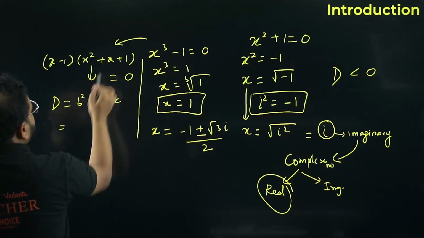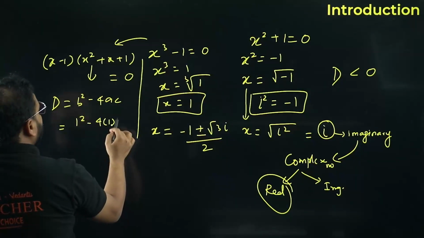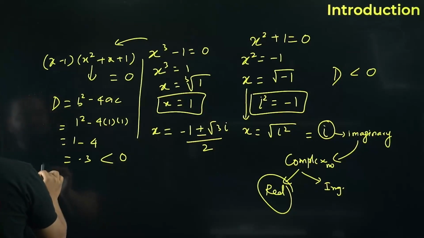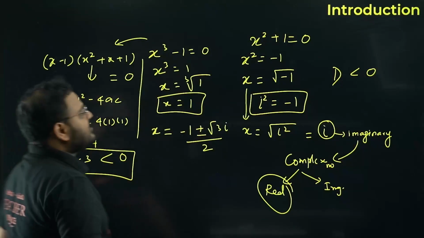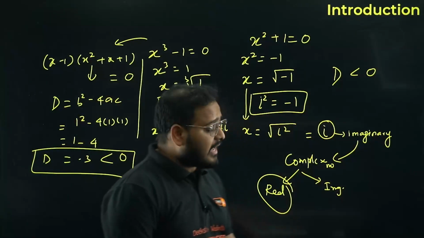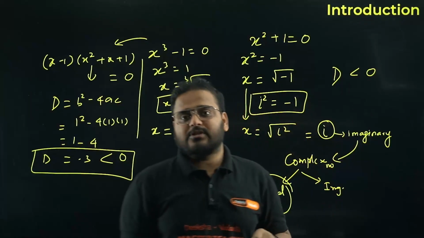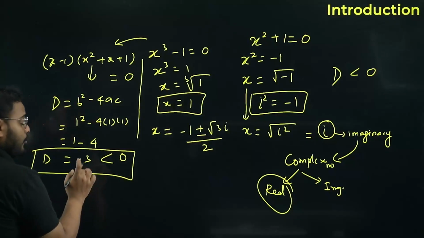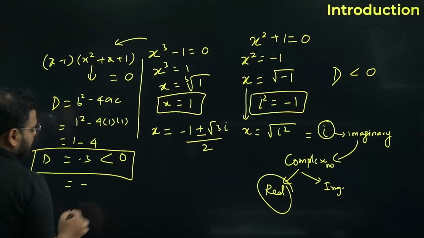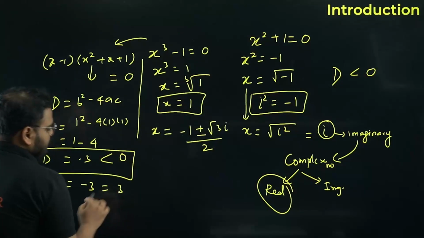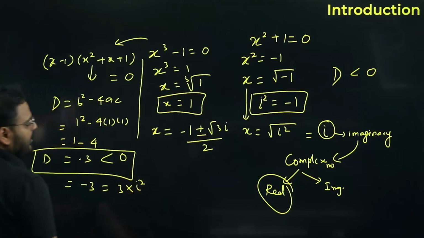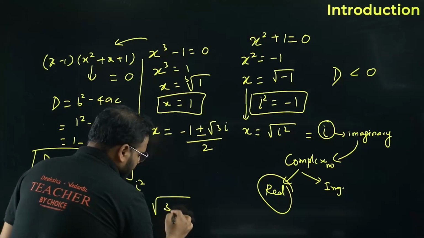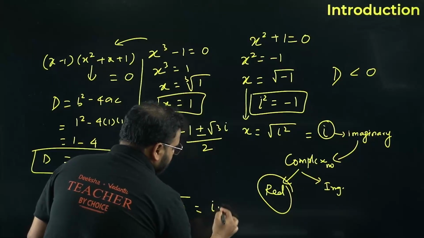What is b square? 1 square minus 4 times 1 into 1. 1 minus 4, how much is that? -3, which is less than 0. So this is the case I was talking about: not only where i square is -1, we also have cases where the discriminant is negative for a quadratic equation. There we take this 3 and write it as 3 times i square, and when you put this whole thing in the root, you get i root 3.